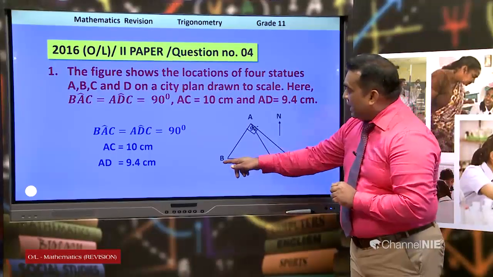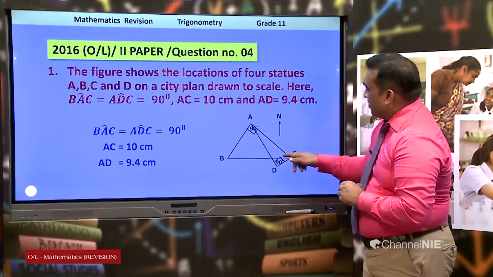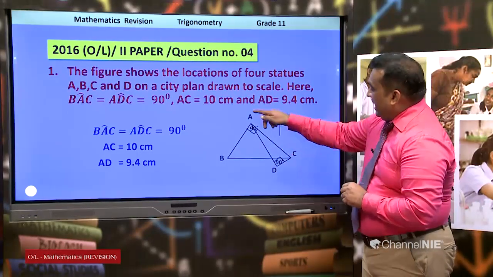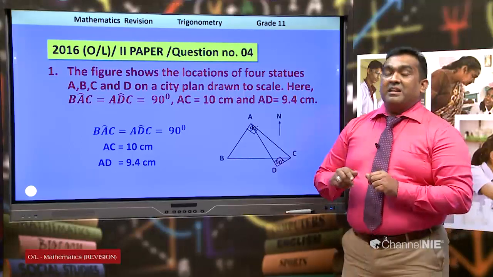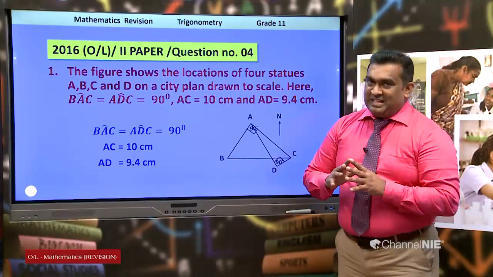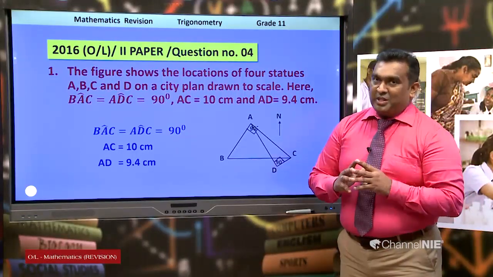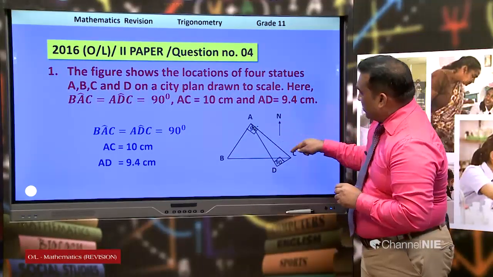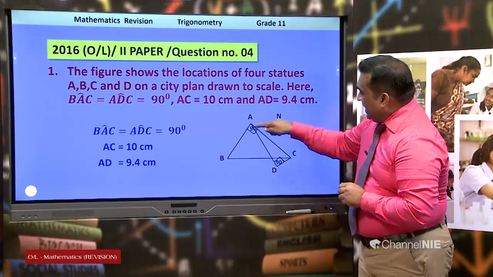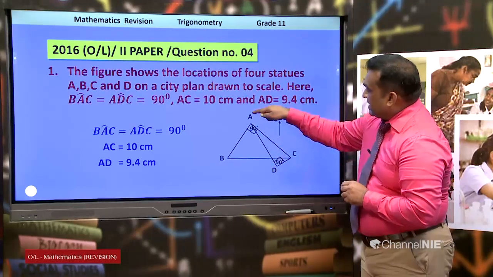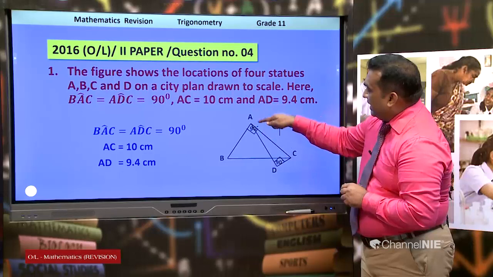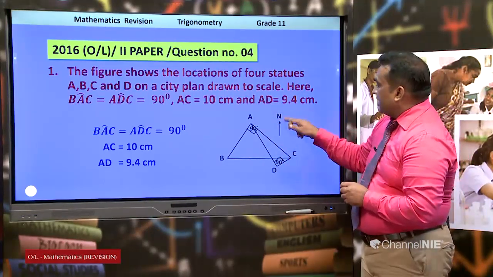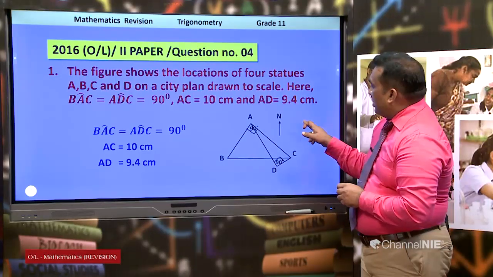Here is another right angle triangle BAC, right? BAC and ADC are right angled triangles. Therefore, you can apply trigonometric ratios, right? AC is hypotenuse, that is 10. AD is a side including 90 degrees, that is 9.4, right? This is our main direction north.